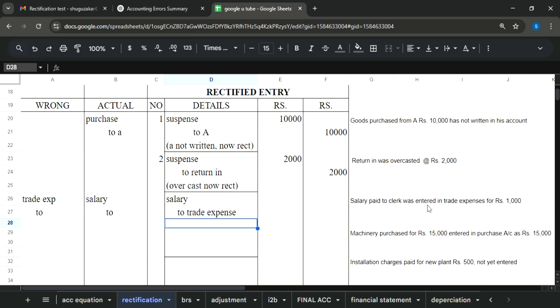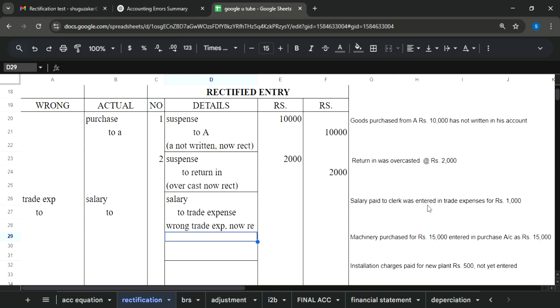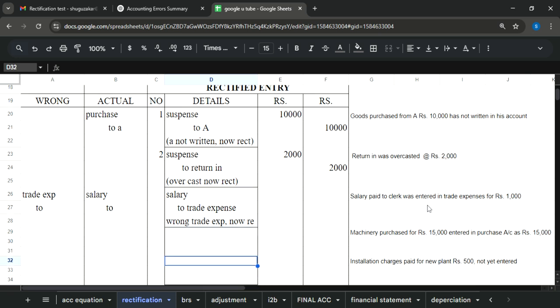So what will you do? Wrong trade expense, now rectified. Alright, there is little less space, so we are using abbreviations. Guys, in this way our third entry has been completed.